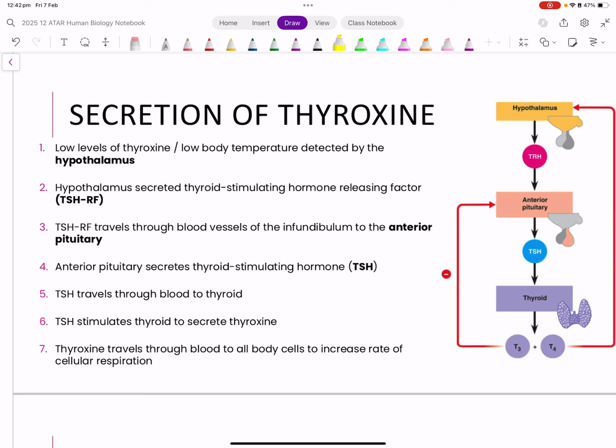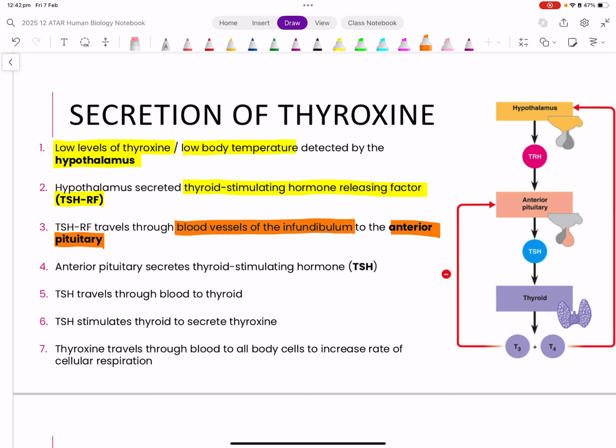everything starts when there is a low level of thyroxine or a low body temperature, and that is detected by the hypothalamus itself. In response to these low levels of thyroxine or low body temperature, the hypothalamus will release thyroid stimulating hormone releasing factor, or TSHRF. TSHRF is what is going to travel down into the anterior pituitary, and it's going to travel through the blood vessels of the infundibulum to make it there to that anterior pituitary.